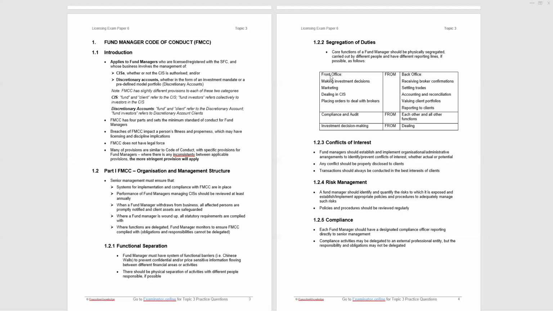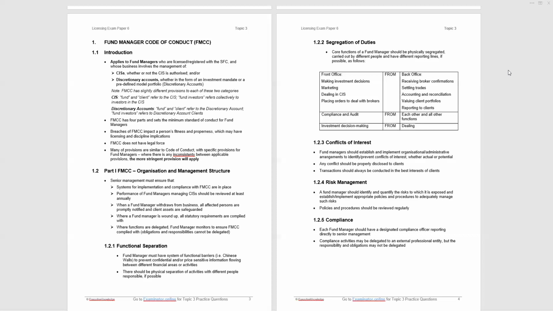Okay, let's now look at part 1, which covers organization and management structure. These are reasonably general points, so please have a look at them. As I said, I'm going to pull out main learning points. Functional separation under part 1 is just the insistence of having a barrier where there is confidential, price-sensitive information, and that is the concept of a Chinese wall.